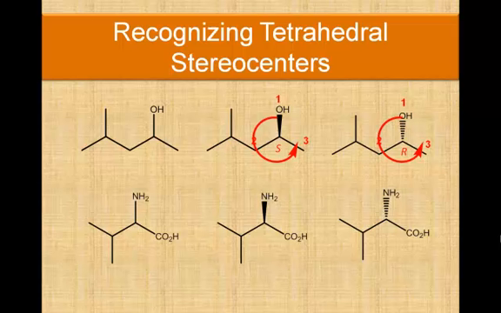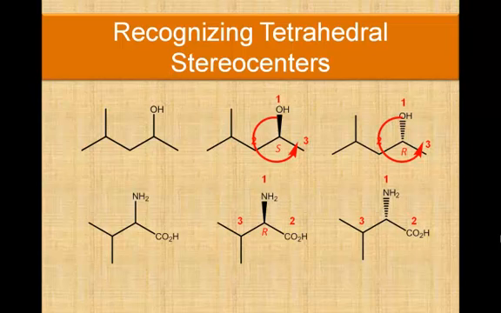First, we want to label the priorities of our groups. Nitrogen would be number 1, followed by the carbon that has the oxygen attached, followed by the isopropyl group. My path from high to low is going in the clockwise direction, so this isomer would have the R configuration. This must mean that my other isomer has the S configuration.